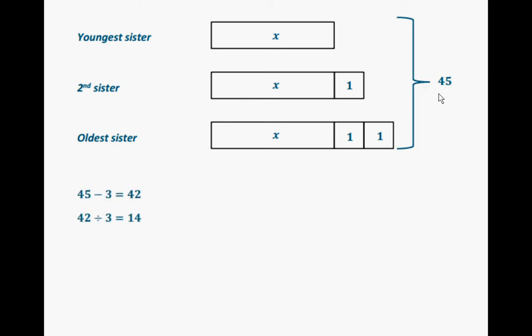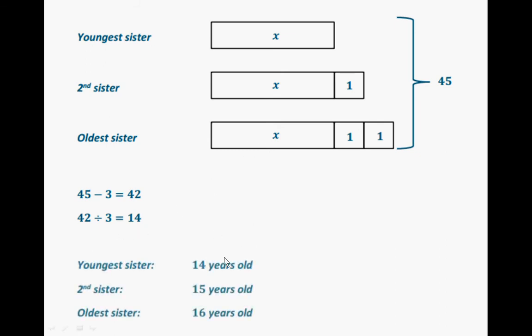So if we know that it's 45, we can subtract 3, which gives us 42. And then because we have 3 equal numbers, divide it by 3, and that would be 14. So the youngest sister would be 14. The second sister would be 1 year older at 15. And the oldest sister would be 1 year older than the second, or 2 years older than the youngest, and that would be 16.